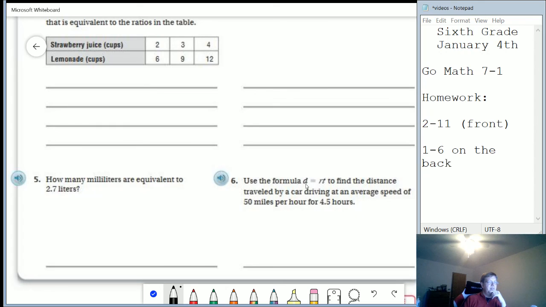And then we have the formula here. So we have our distance is equal to the rate, which is 50 miles per hour, times the amount of time that we travel. So we can do 50 times 4.5 to find the answer for that.